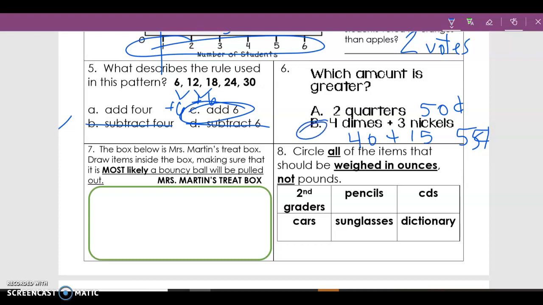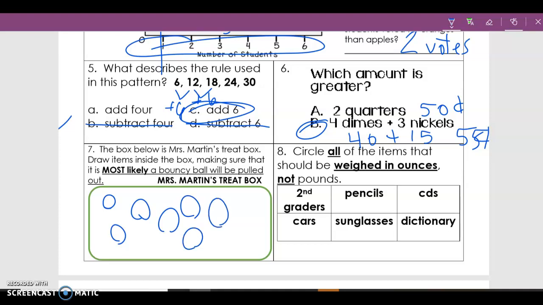Number 7, the box below is Mrs. Martin's treat box. Draw items inside the box, making sure that it is most likely a bouncy ball will be pulled out. So they can put anything they want. They can put whatever amount they want. The one thing that I ask is that whatever they use to stand for bouncy balls, they have the most of those.